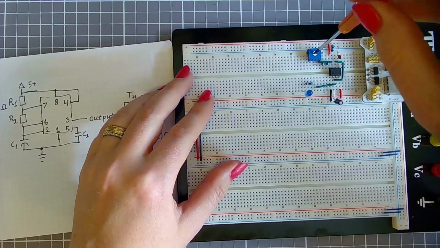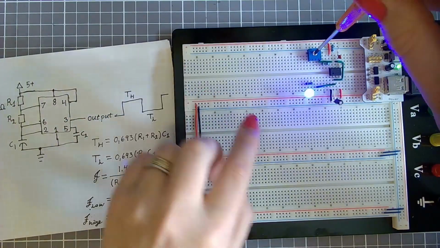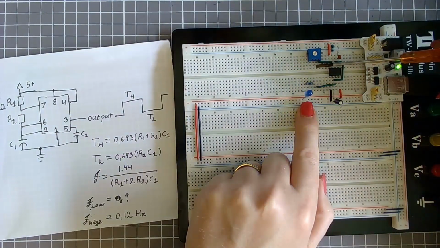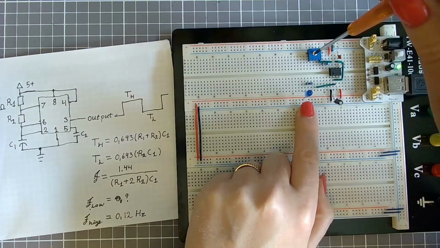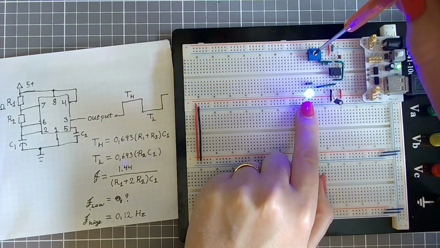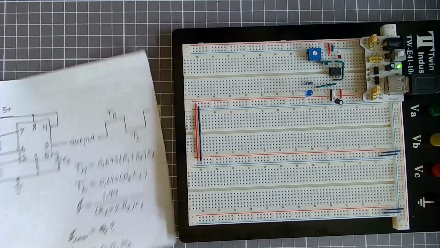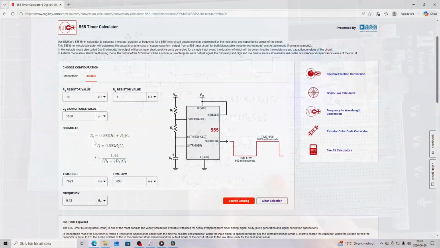Now we can see that it blinks as expected. Or actually not as expected, since in our calculations the frequency was very different from what we are seeing now. So let's have a look again at the formulas and the calculator from DigiKey.